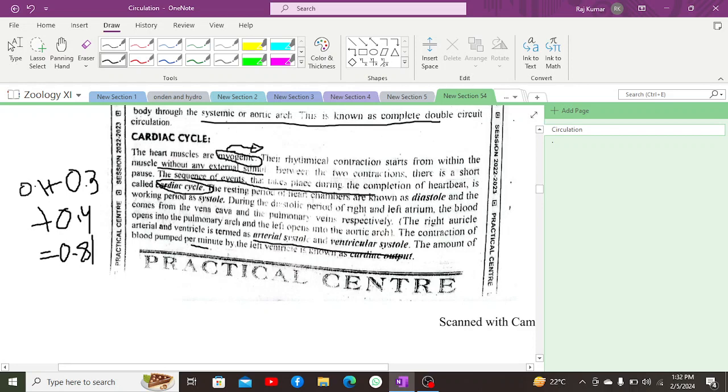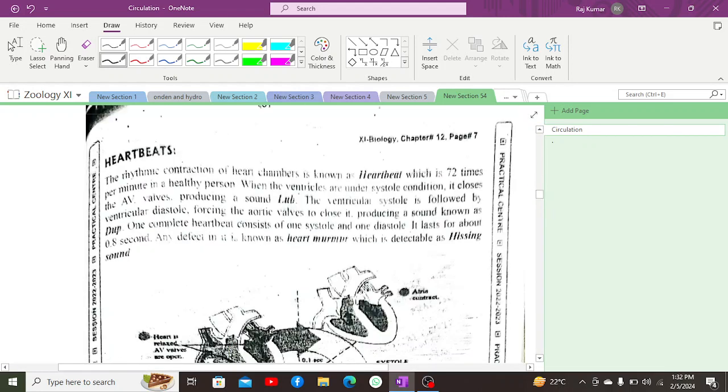The amount of blood pumped per minute by the left ventricle is called cardiac output. And apart from that, when it comes to heartbeat, the rhythmic contraction of heart chambers is known as heartbeat. The heart contracts rhythmically, 72 times per minute in a healthy person. Below 60 times it is known as bradycardia, and above 100 times it is known as tachycardia.